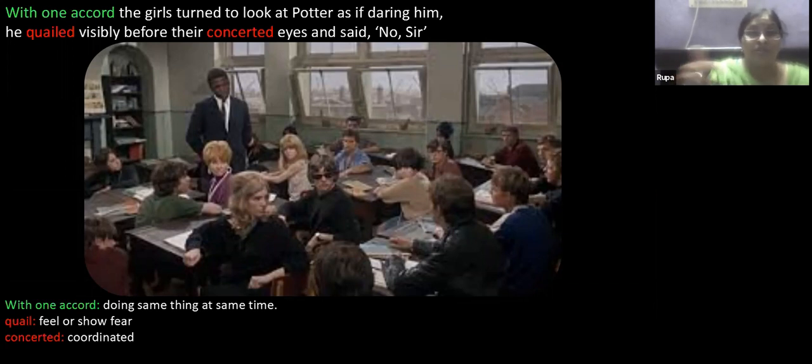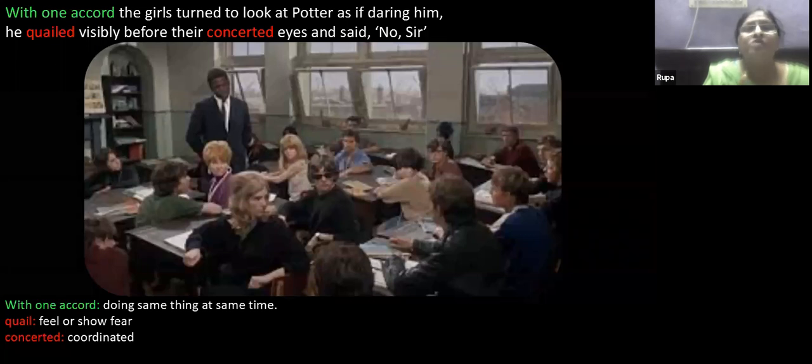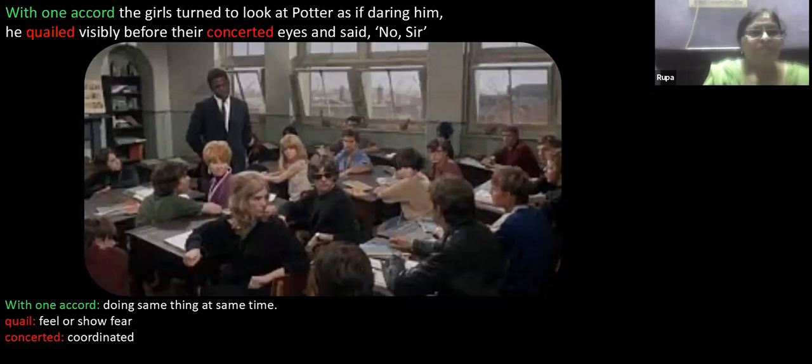Now what is the reaction of Potter to this? We'll see. "He quailed visibly before their concerted eyes and said, no sir." So he quailed. Quail means he showed fear. What was the reaction seen on Potter's face? He showed that he was scared. His eyes showed the expression of fear. His face turned as if he was scared by the looks of the girls because they were sending a warning signal. Be careful. Okay. So that fear was seen in Potter's face very clearly.